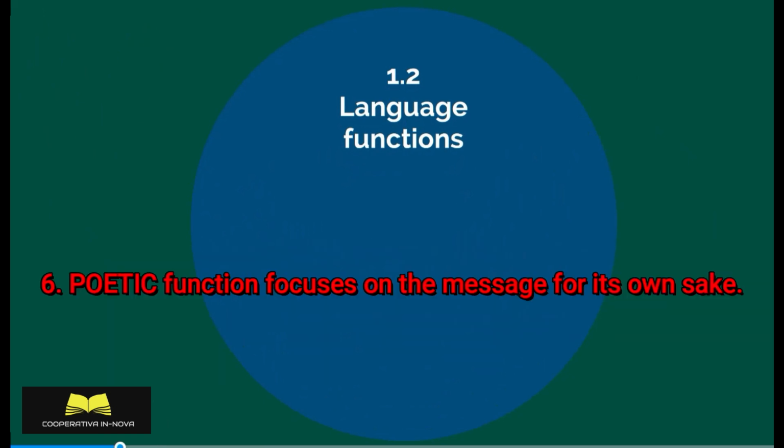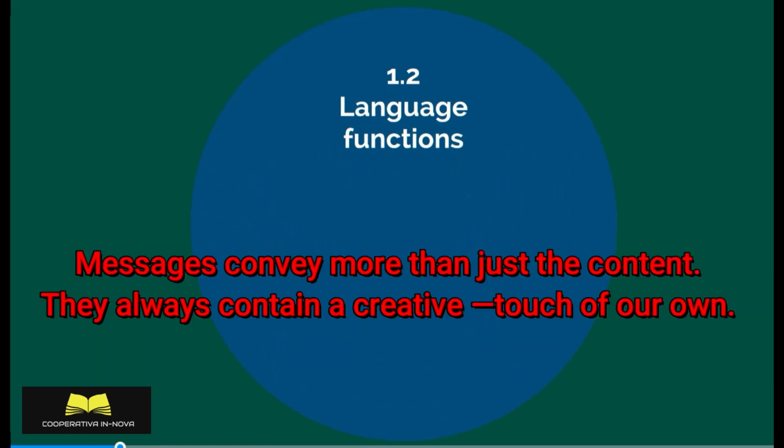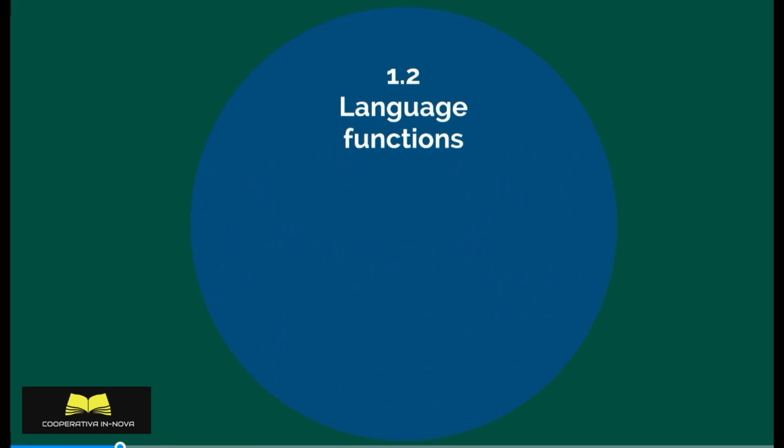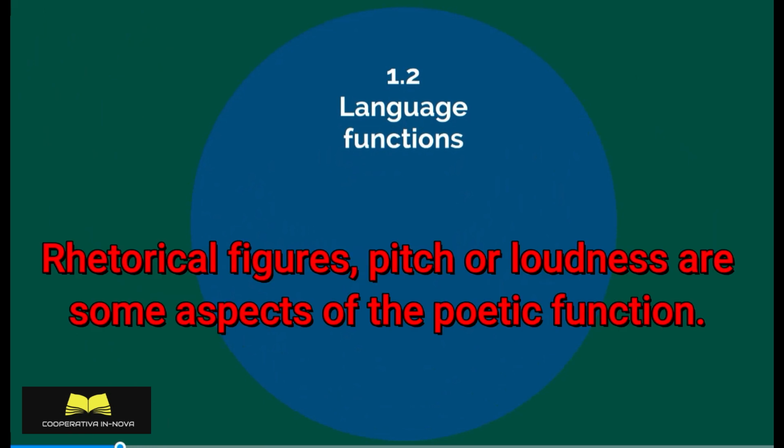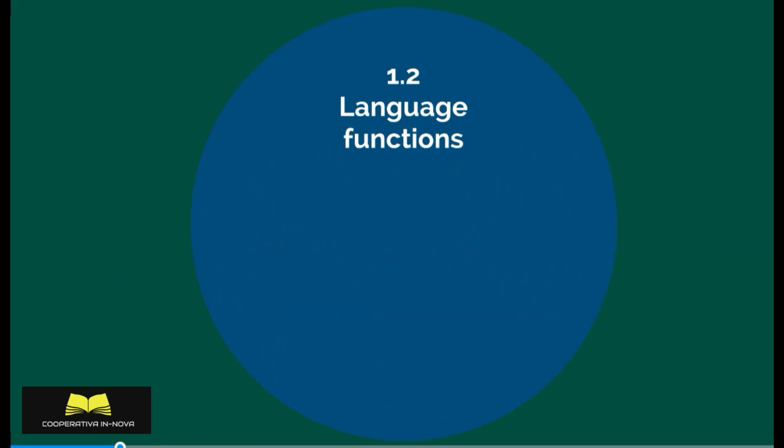6. Poetic function focuses on the message for its own sake. Messages convey more than just the content. They always contain a creative touch of our own. These additions have no purpose other than to make the message nicer. Rhetorical figures, pitch or loudness are some aspects of the poetic function.